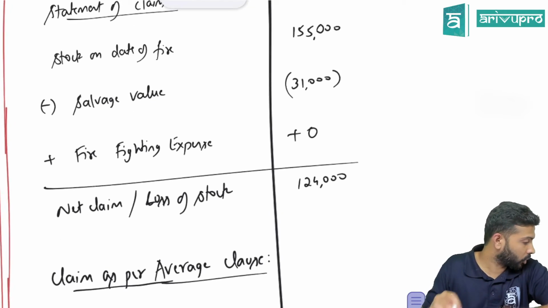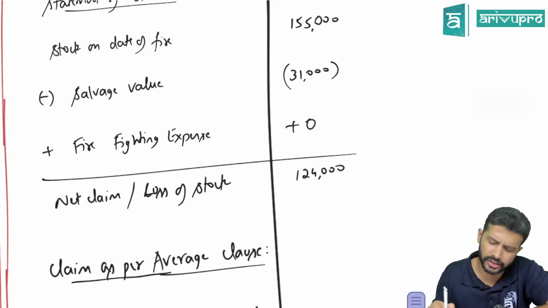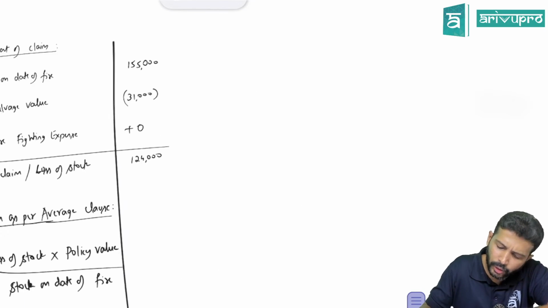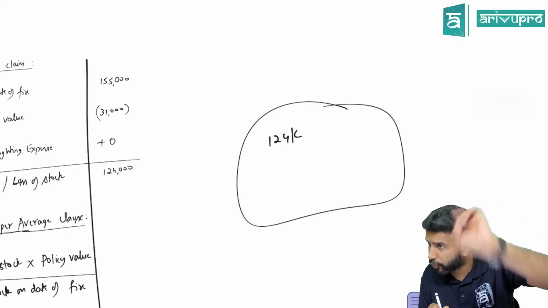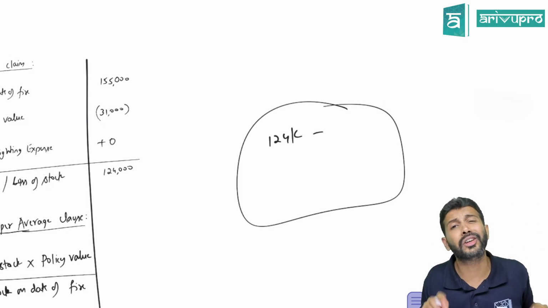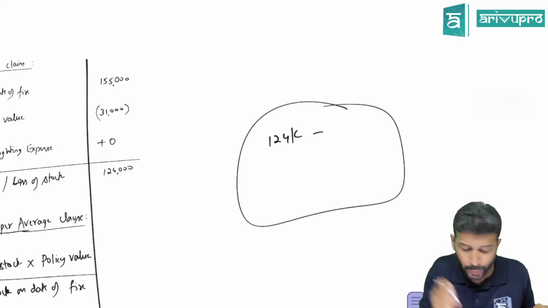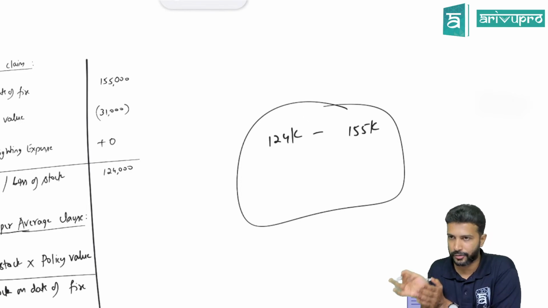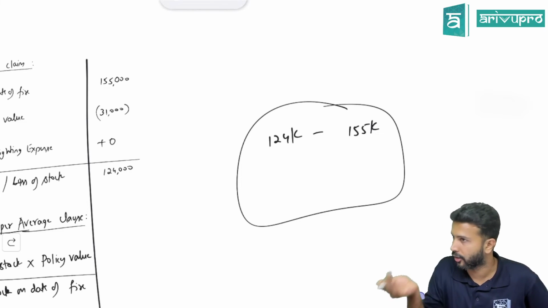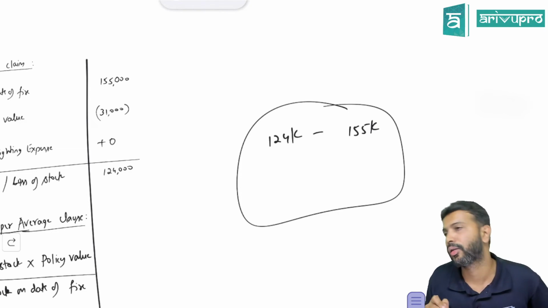1,24,000 is your loss of stock. Now you tell me honestly, will you get 1,24,000 in full? You will get 1,24,000 in full provided you have taken the insurance policy for the correct value, which is 1,55,000. If you had taken the policy for 155, that is the value of stock, you would have got 124.